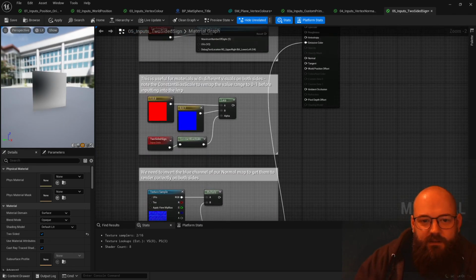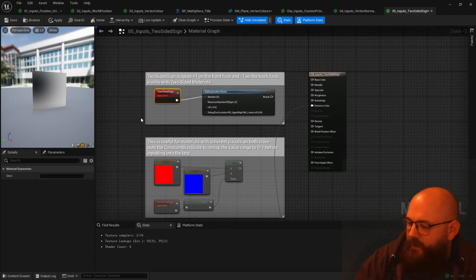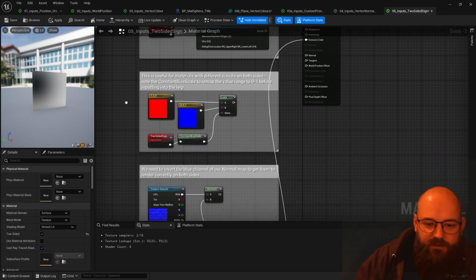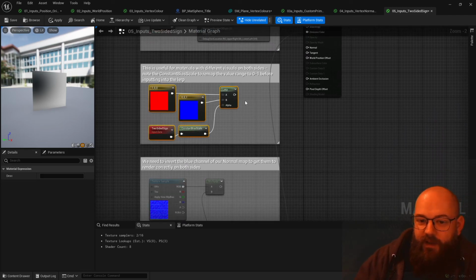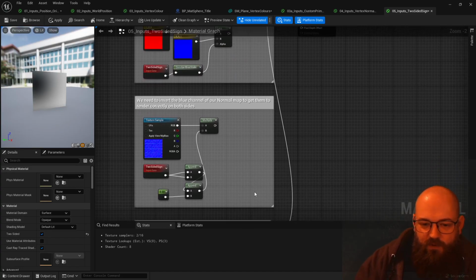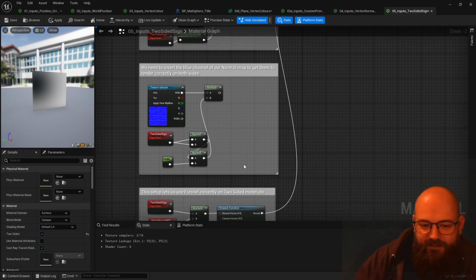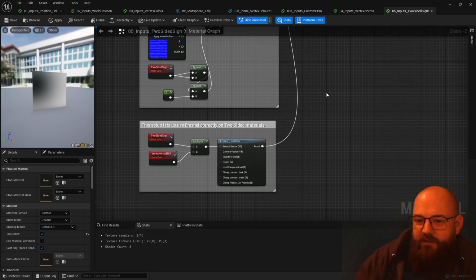So a simple node just gives you positive and negative values for two-sided materials, but a few different things you can do with it. Either have just different rendering, fixing up your normals ideally correctly, or fixing up a two-sided Fresnel node as well.